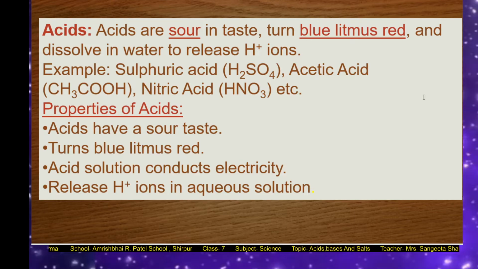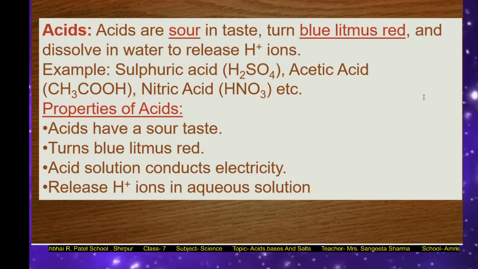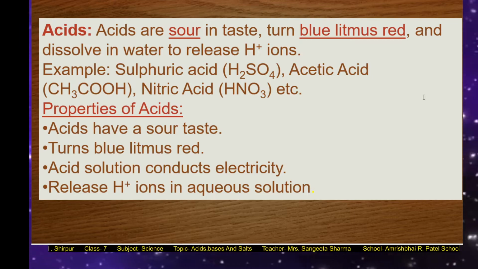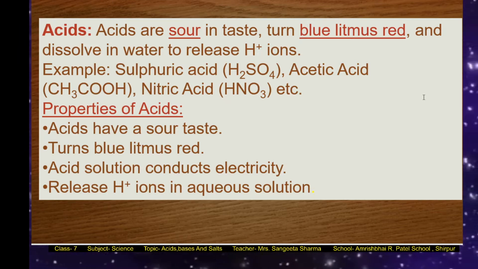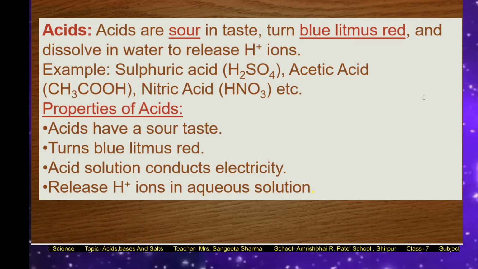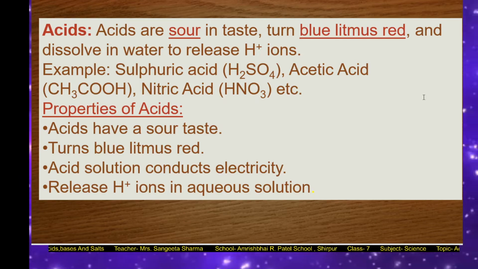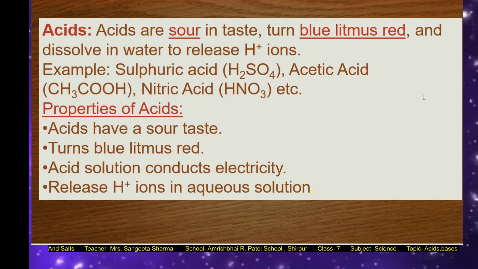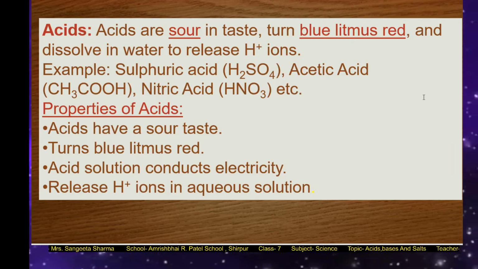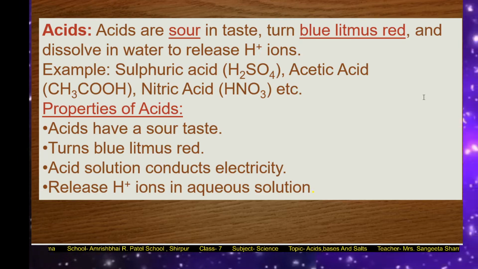Okay, so here we are talking about litmus. This is one of the indicators that indicates by changing its color that the solution is acidic or basic. So here we are talking about the acidic solution. So we can say that the acidic solution turns blue litmus red. And one more property it has, when we are dissolving acids in water, they release H positive ions.